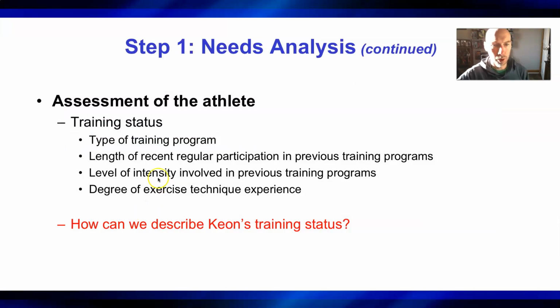So again, just to review, the training status will tell us what type of training program they can do, what is the level of intensity that they can participate in right away, and what is their exercise technique experience. If somebody's a novice, they're not going to know how to squat and deadlift, so you're going to have to teach those things. Somebody who is experienced will presumably already know how to squat and deadlift, and you're going to want to review those techniques with them, but you could introduce those more complex exercises much earlier in the program than a novice, where you're going to have to teach and do a progression to even get to those exercises, okay?